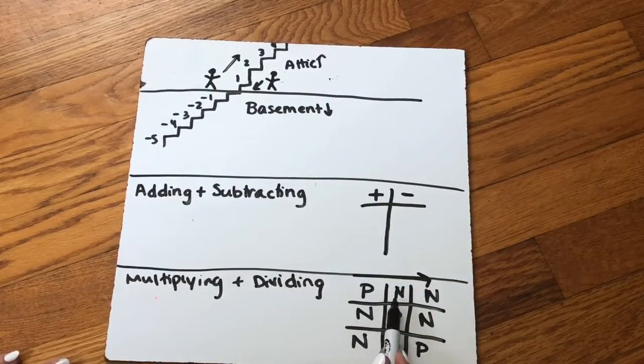So positive times a negative is a negative, or positive divided by a negative is a negative. And it's the same for these two rows. So negative times a positive is a negative, divided by a positive is a negative, and a negative times a negative is a positive, divided by a negative is a positive.